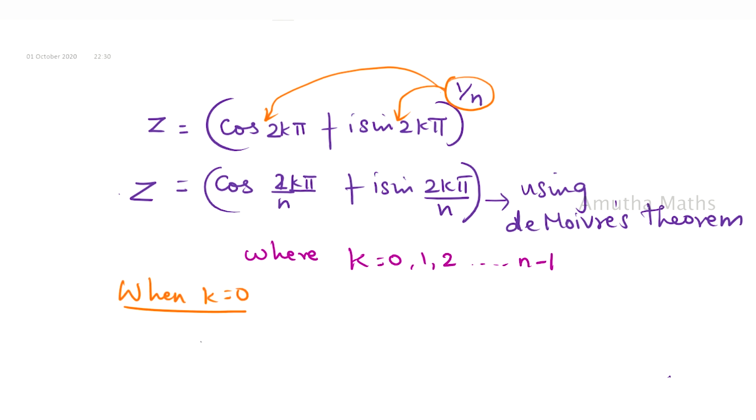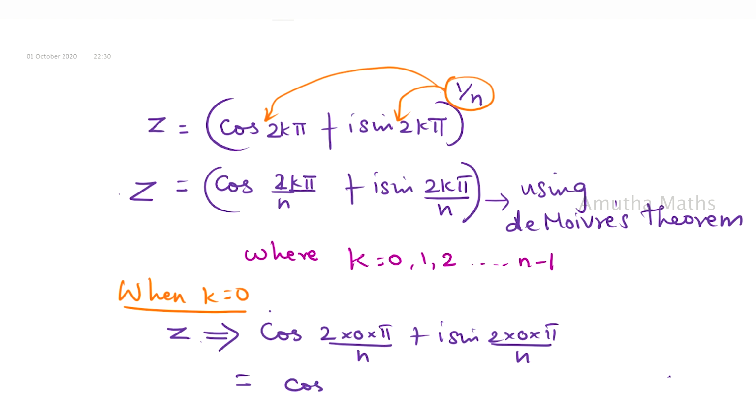Okay. So when k is equal to 0, what will you get? In the place of k, you put 0. What will you get? cos (2 into 0 into pi by n) plus i sin (2 into 0 into pi by n). So that is equal to cos 0 plus i sin 0, which is 1. So this is the first root. When k is equal to 0, I get the answer as 1.